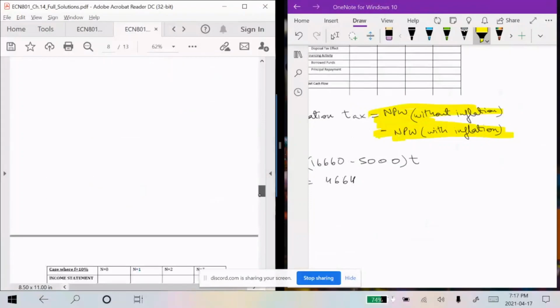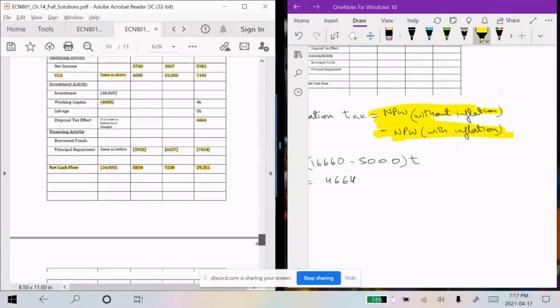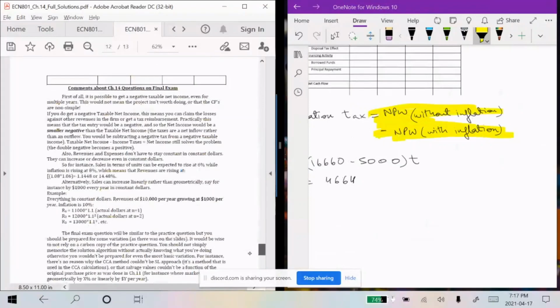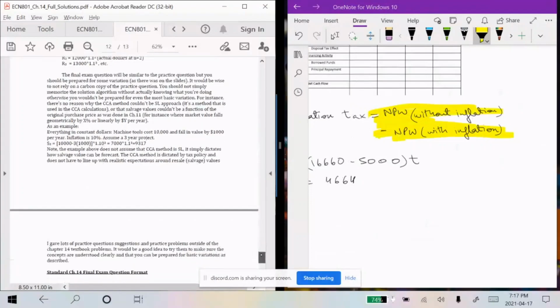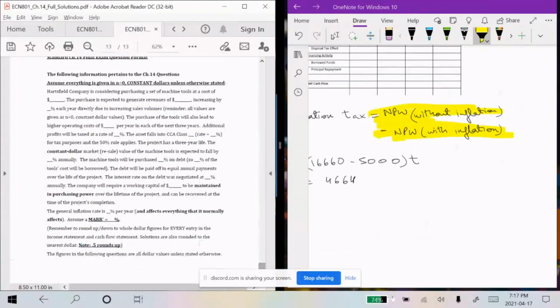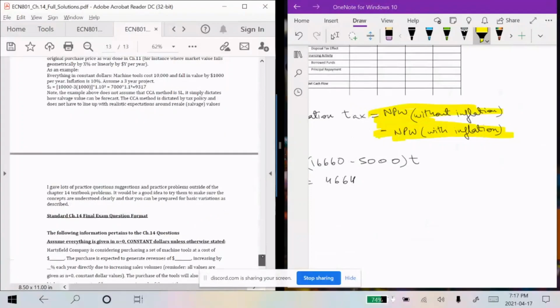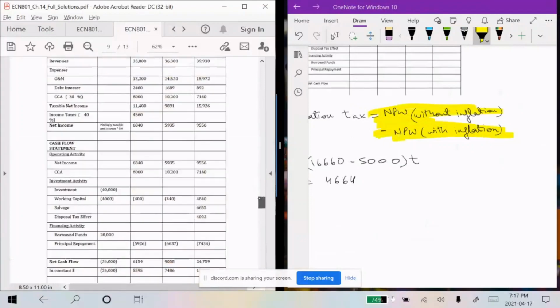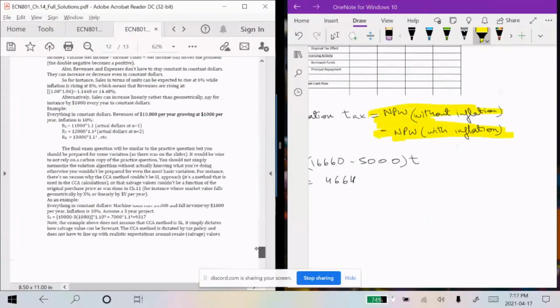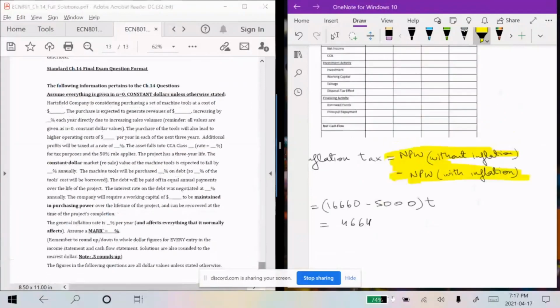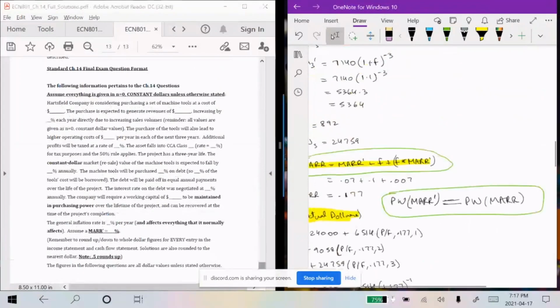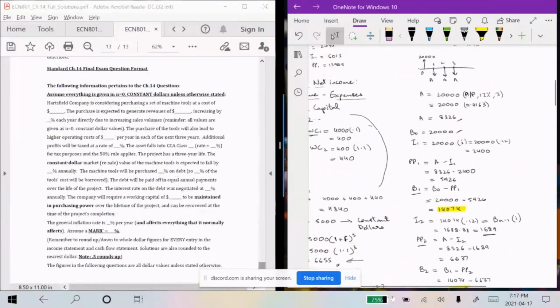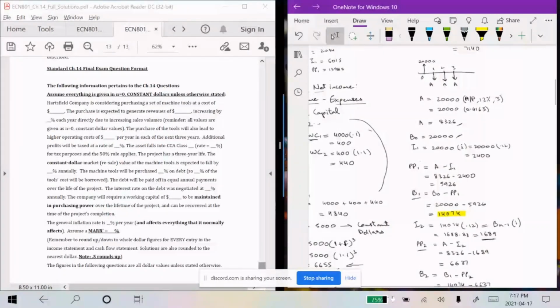That is pretty much it for chapter 14. But I'll just tell you guys to read the comments that he said. What he's basically saying in all this is that in the final exam, the basic layout of the question is going to be exactly the same as how we just saw it. There are going to be some variations. For example, in this one, what did he say here?